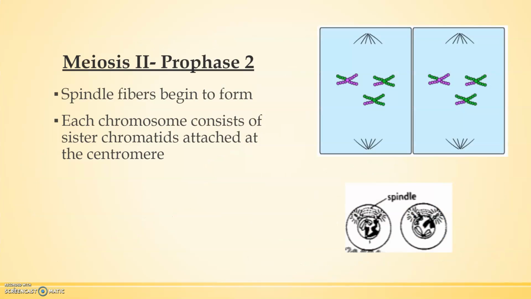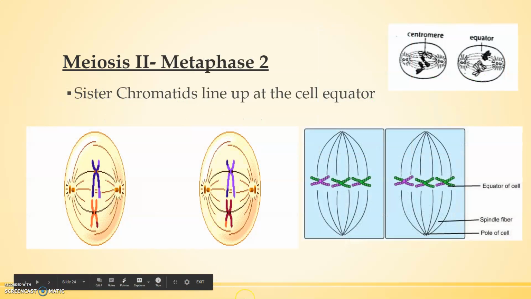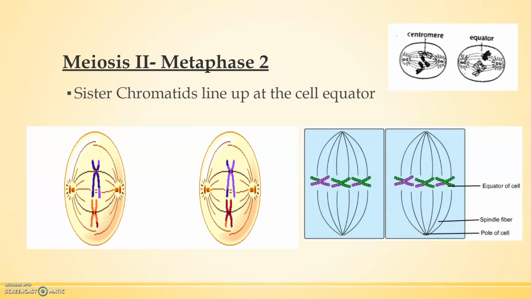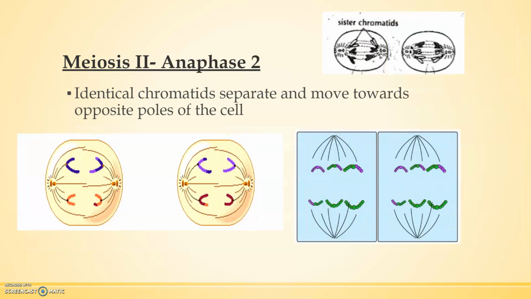So first in meiosis 2, we have prophase 2. Spindle fibers begin to form. Each chromosome consists of sister chromatids attached at the centromere. Meiosis 2, metaphase 2. Sister chromatids line up at the cell equator, which is the middle of the cell. Then anaphase 2, the identical chromatids separate and move towards opposite poles of the cell, so towards the centrioles.